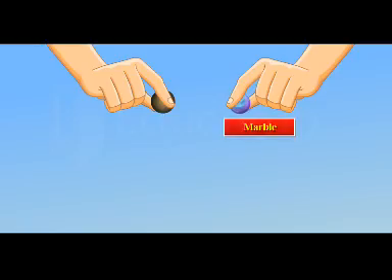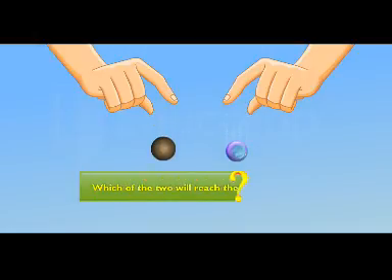If you throw down a marble and an iron ball from equal heights, which of the two will reach the ground first? They will both take equal time to come down. Do you know why? Here is the explanation.